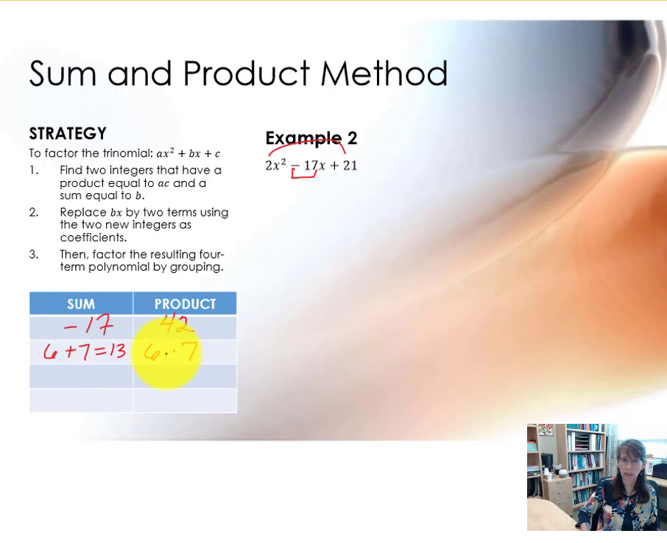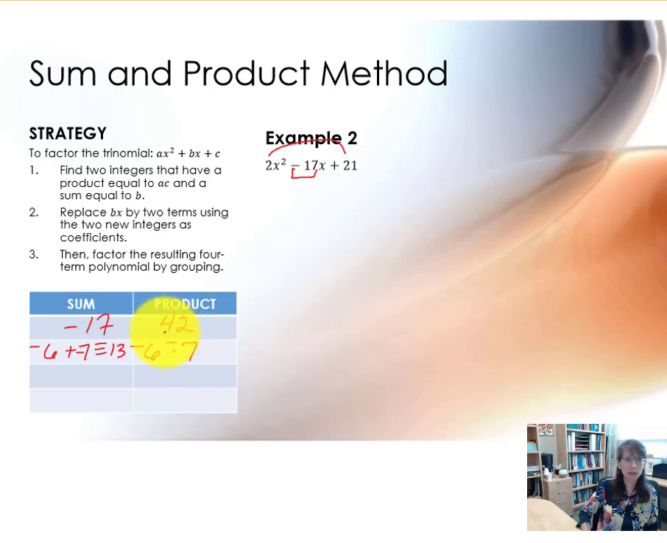So one quick way to check the sign or fix it would be to make -6 times -7, and that also makes positive 42. But then when I add those negative numbers together, that fixes the sign to be a -13. So I'm a little bit closer to -17, but not quite there. So that means I need to choose some numbers that are a little farther apart.